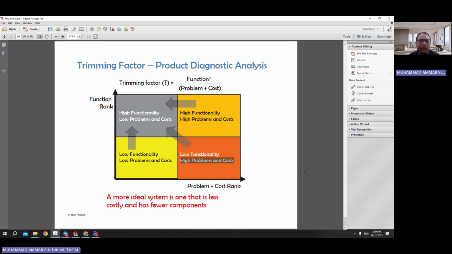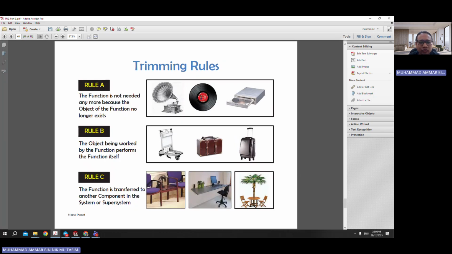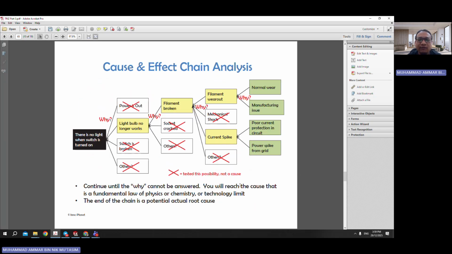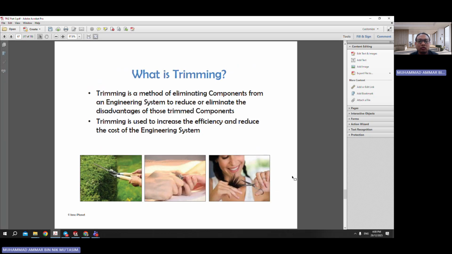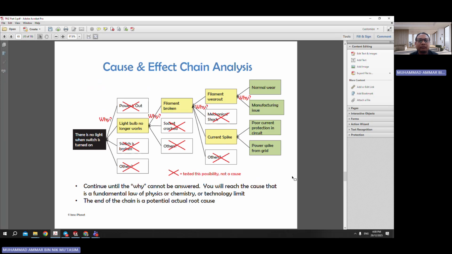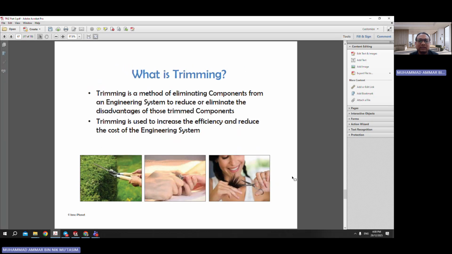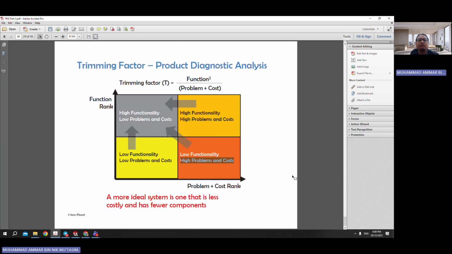Okay, so in your assignment 3, I have given a certain example of how a problem occurs. You can apply these three main rules, as well as the cause and effect chain analysis, to your example in assignment 3, where I gave you some examples, and you can use this cause and effect analysis to understand how to use the branching process as well as the trimming process. So that is all for today's class.